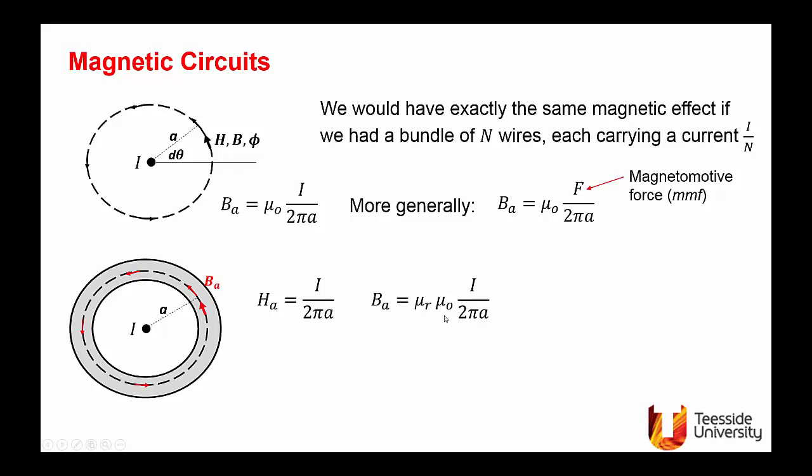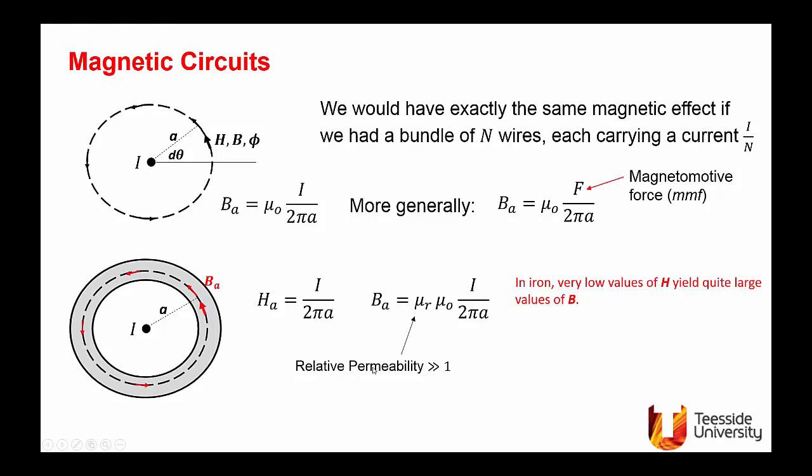H will be the same, but B is mu_r mu_naught H. Mu naught is the permeability of free space or air. Mu_r is the relative permeability of iron, and if the iron is not saturated, mu_r will be very large, several thousands. We conclude from that that in iron, very low values of H give us large values of B.